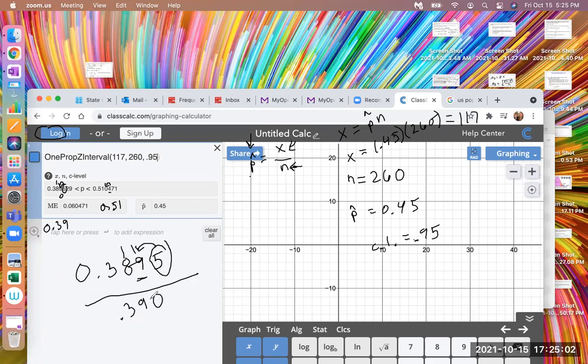I hope that makes a little bit better sense to you. All right, email me if you guys have any questions. I think it's real similar on the TI-84. You just do 1 prop Z interval. I don't know if you need to put the X value in or the P hat in. I'm not sure.